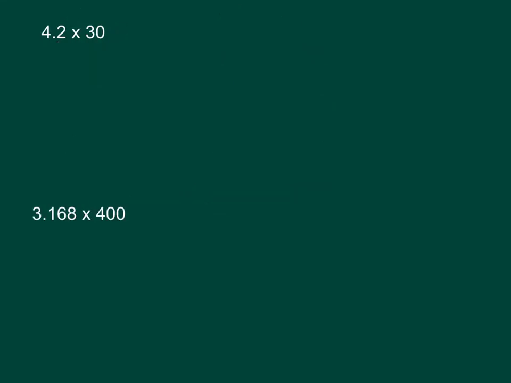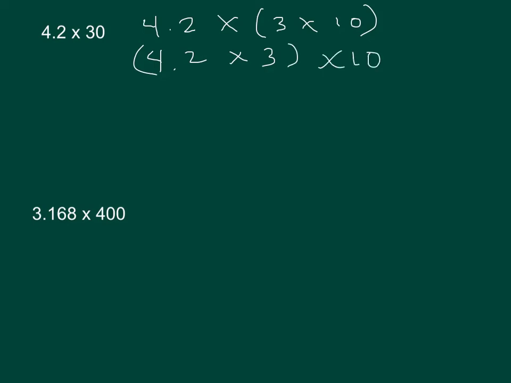Okay, we're going to look at multiplying by multiples of 10, 100, or 1,000. The first example, we're going to multiply the decimal 4.2 times 30. And rather than doing stack math with the 30, I would prefer for you to look at it like 4.2 times, and I'm splitting that 30 into 3 times 10. The nice thing with order of operations is you can do your multiplying any way you want. So we can do 4.2 times 3. And then multiply by 10.